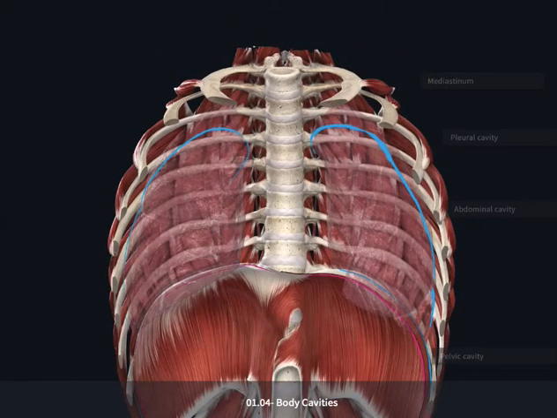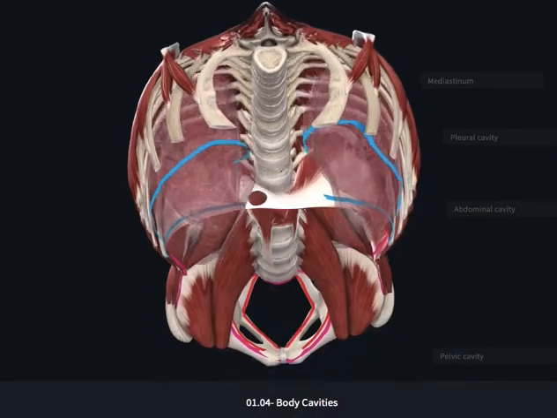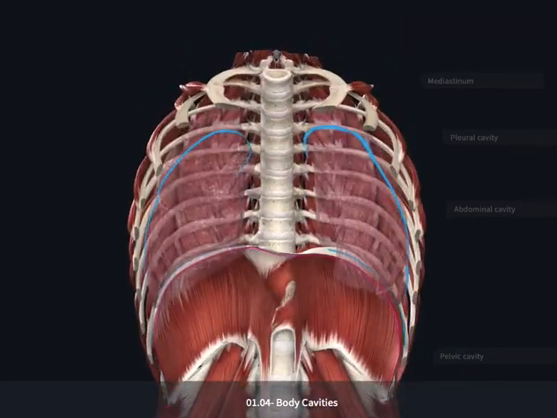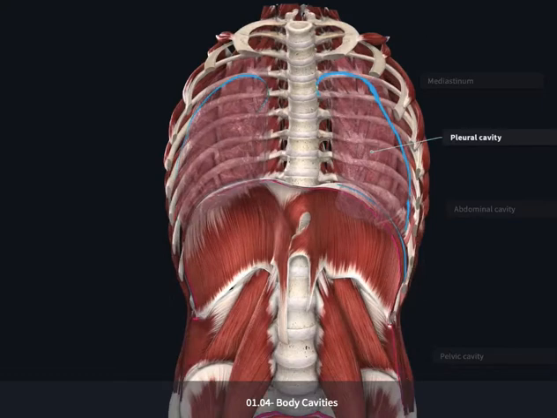So some of the structures that will need to come into the thorax will pass through an area known as the thoracic inlet or aperture. So this is how structures could get from our head and neck or upper limbs in and out of the thoracic cavity. The laterally located pleural cavities are predominantly going to contain the lungs.